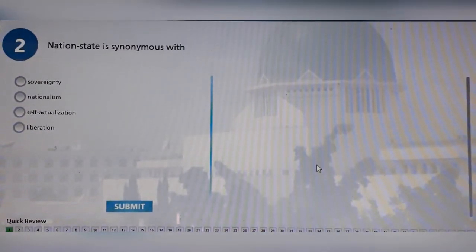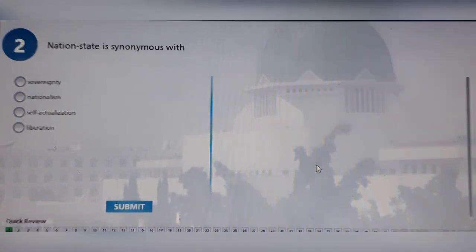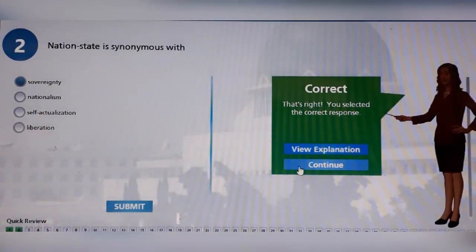Number 2 says nation-state is synonymous with A, sovereignty, B, nationalism, C, self-actualization, and D, liberation. Of course, we know sovereignty is the main characteristic of the state. So our correct answer will be sovereignty. Number 3.